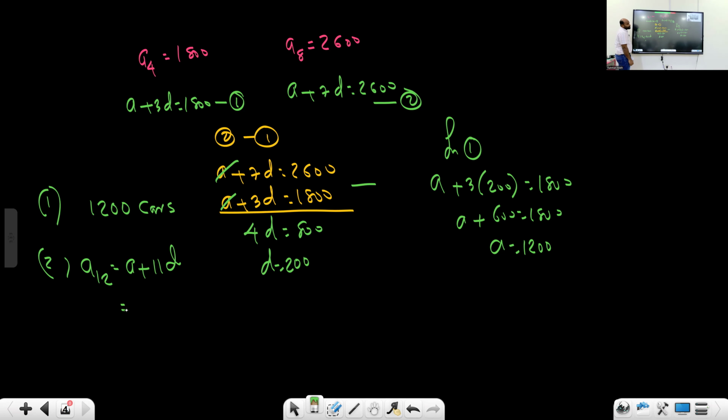A is what? 1200. 11 into D how much? 200. It's a request. First multiplication, then only addition. Some people first added, then multiplied, then we got a big number. 1200. What is 11 into 200? 2200. What is total? 3400 cars. This is the second answer.